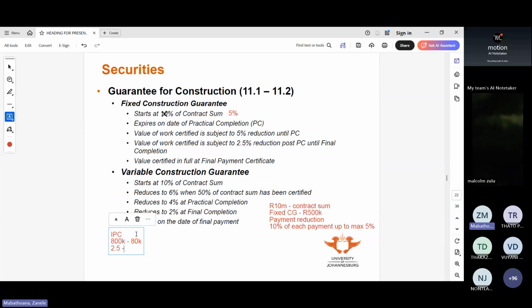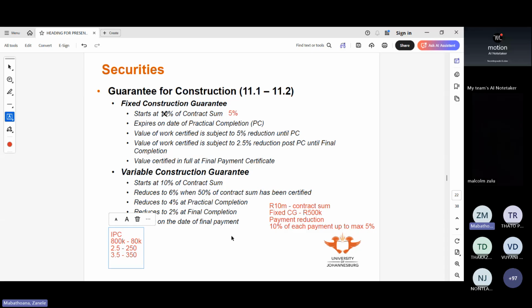So now we look at 10% of it, that's 250K. Then he does, let's say, 3.5 million. So this is cumulative. When we measure the work, 2.5 includes the 800, and this 3.5 also includes it, so it's cumulative. When you do certificates, you understand what cumulative means. So you have 300. Our maximum is 500K because it's 5% of the contract sum, right?